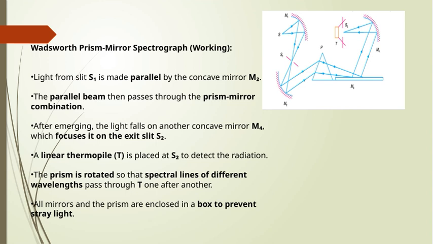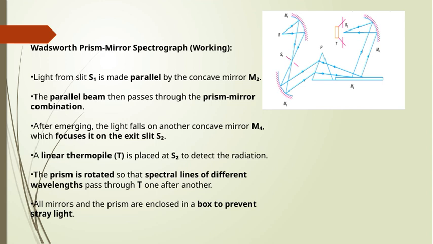After the light emerges from the prism, it hits another concave mirror, M4, which focuses the dispersed light onto the exit slit, S2. This focusing is important because it allows us to select specific wavelengths for detection. At S2, we have a linear thermopile, which is used to detect the radiation. It converts the incoming light into an electrical signal, giving us quantitative data about the intensity of each wavelength.